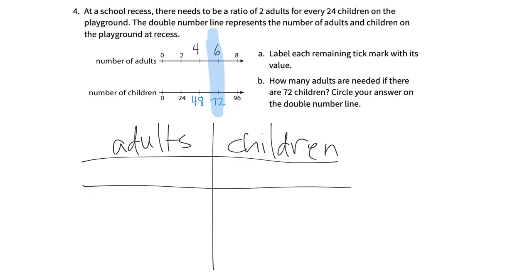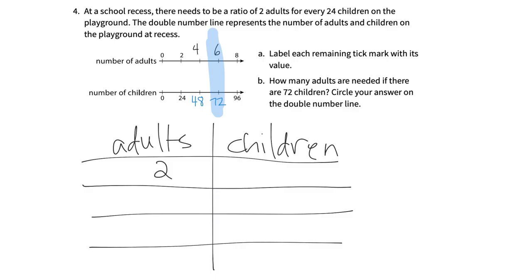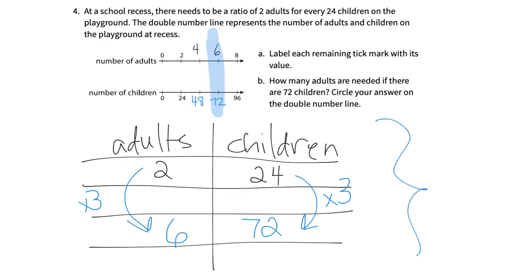And we see that our given ratio is 2 adults equals 24 children. And if we wanted to know how many adults are needed for 72 children, we can see that 24 times 3 gives us 72. So 2 times 3 gives us 6. So this is how we show it in a table, and up here is how we show it with that double number line.